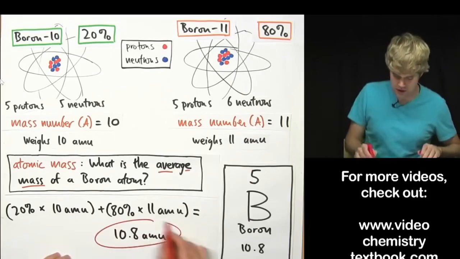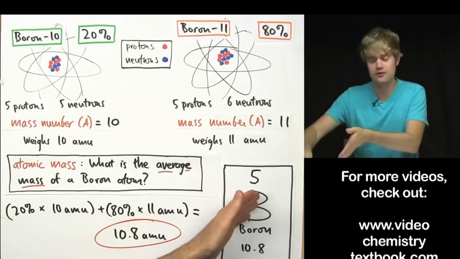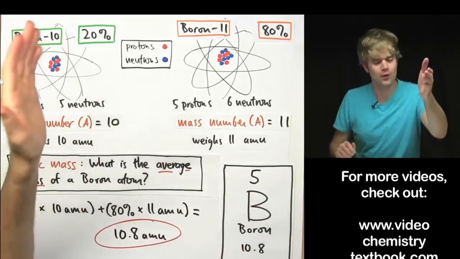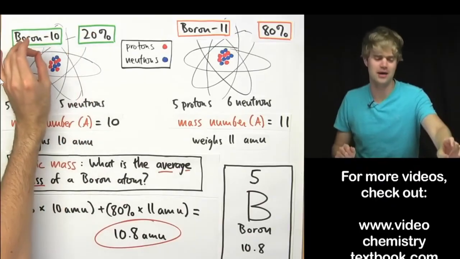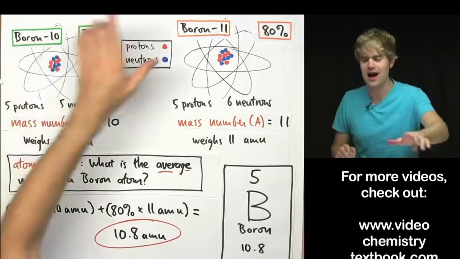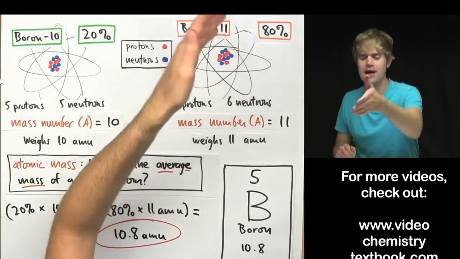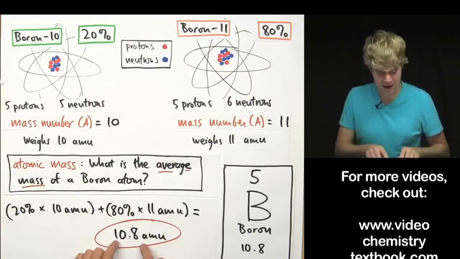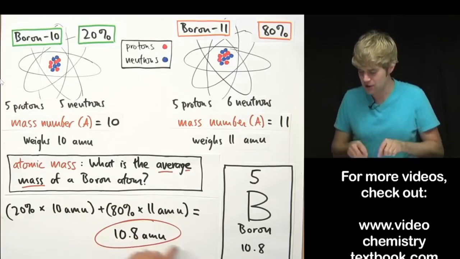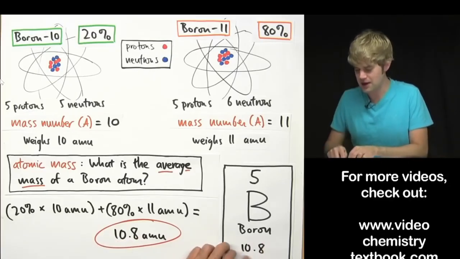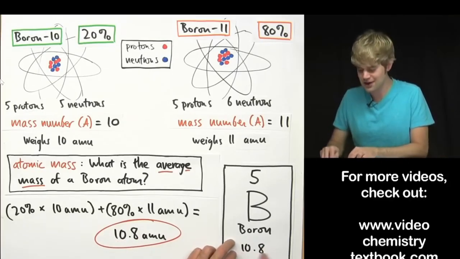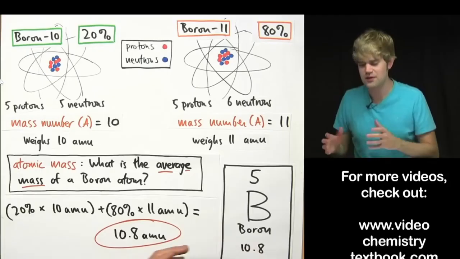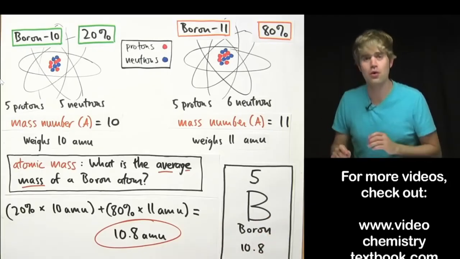And this tells us what the average weight of a boron atom is, taking into mind that only 20% of the boron atoms out there are boron 10, and 80% of the boron atoms out there are boron 11. Now check this out. The number that we get here, 10.8 AMU, is what's the bottom of this element name on the periodic table. So that's what this number is. It's the atomic mass that tells you what the average weight of one of these boron atoms is.